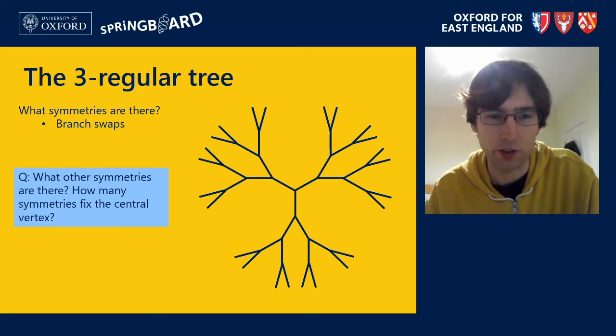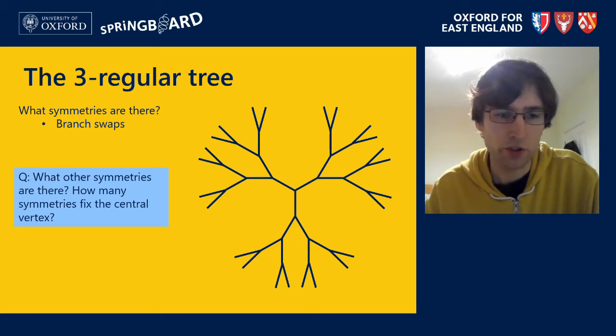Now another question for you guys. What other symmetries of the three regular tree can you find, and how many symmetries fix the central vertex as I've drawn it here? If you'd like to answer this question, you can spend 3 or 4 minutes thinking about it, or perhaps drawing some pictures on paper if you find that helpful.